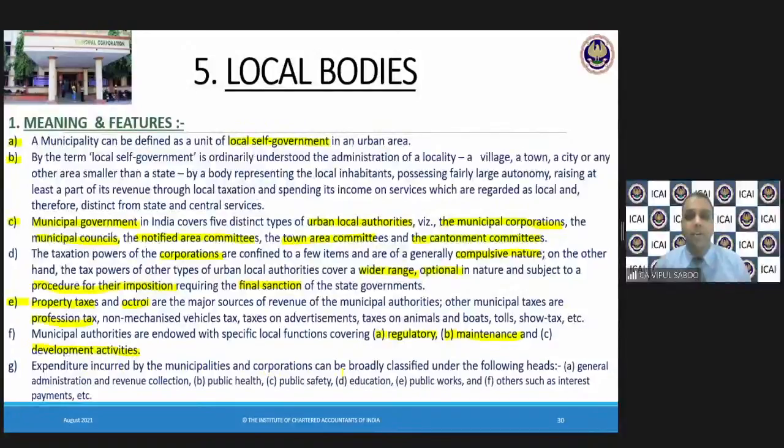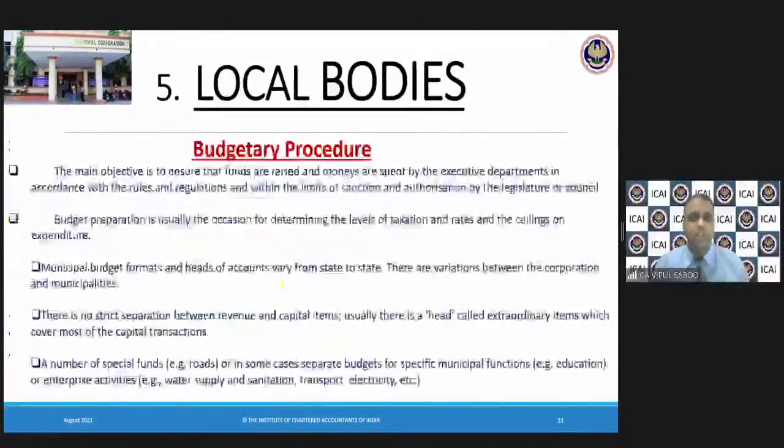Expenditure incurred by the municipalities and corporations can be classified under general expenses, general administration and revenue collection, public health, district hospitals, your district hospitals, right? You might have seen a huge rush in district hospitals during this corona time because the corona vaccines are available in the district hospitals only, like district municipal hospitals, your DMHs, district civil hospital, right? Public safety, you can say the street lights and all, okay? Education, public works, and others such as interest payments, etc. So this is where municipalities expend, right? So these are the features of local bodies.